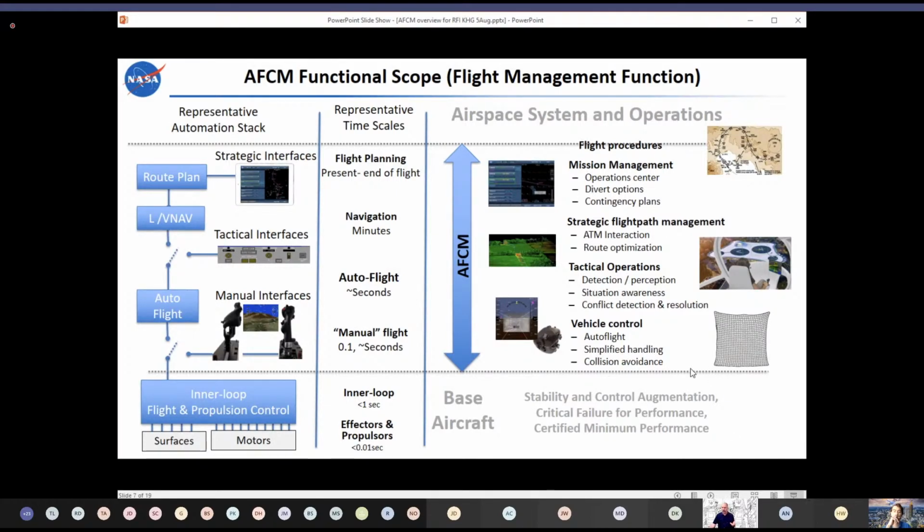And then down at the lowest level of vehicle control are various potential safety nets. You could think of these as reflexive protective behaviors.